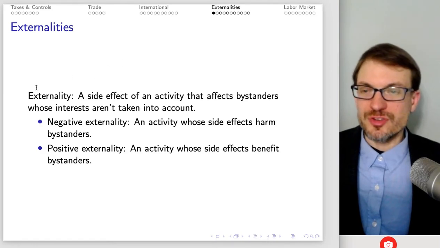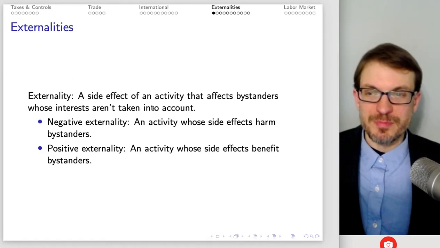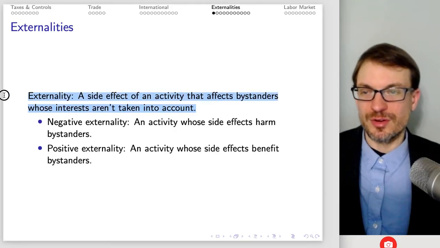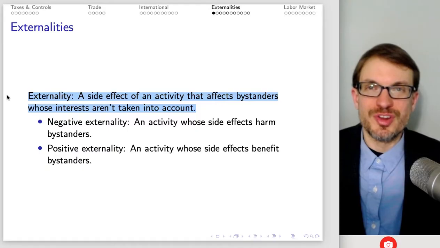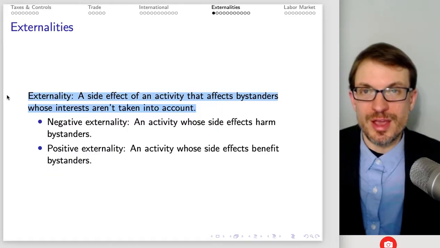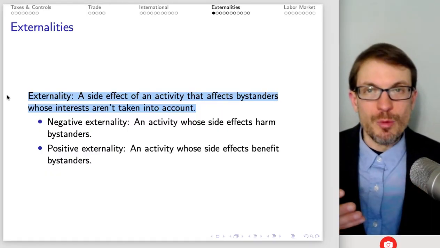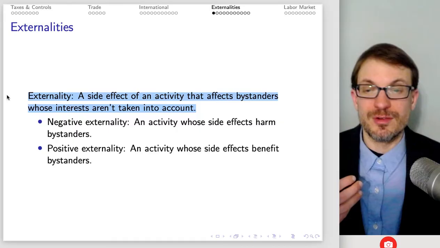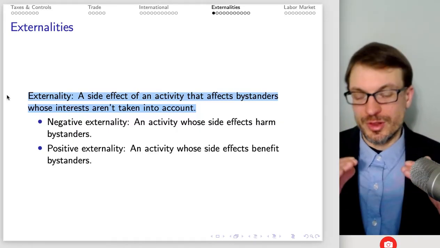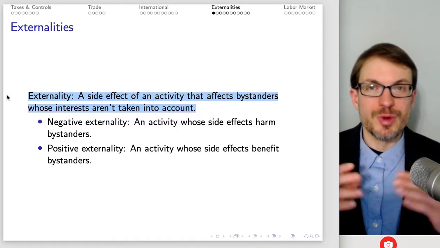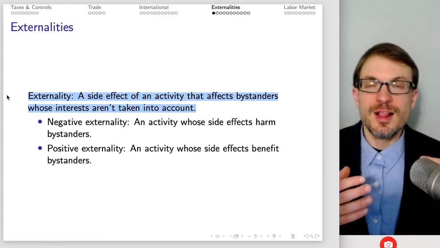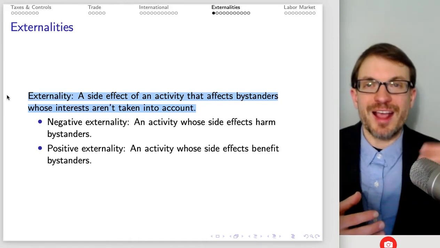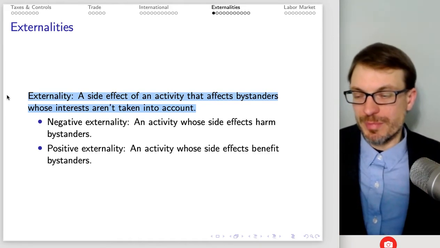All right, next, externalities. A side effect of an activity affects bystanders whose interests aren't taken into account, right? It's like if a tree falls in the woods and no one's there to hear it, does it make a sound? Externalities are the same. If there's some economic activity and there are no bystanders, there's no externality. So let's identify the primary activity, whatever is going to generate this transaction, the primary market activity. And if there are bystanders, now we can have an external effect that befalls the bystanders.